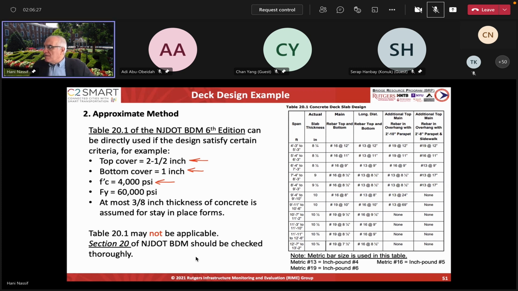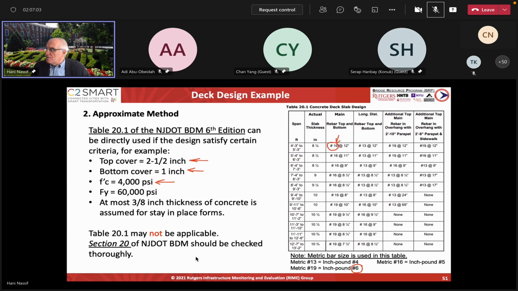One thing about the old table, I think this is the time when we did that, metric was going to take over in about 2000 or so. There was a lot of push to do everything metric, and everything was converted, soft conversion. So this number 16 is nothing but number 4, and number 19 would be number 5, number 6 in the U.S. customary units. This is in the metric conversion. So the tables in the manual are still like that.